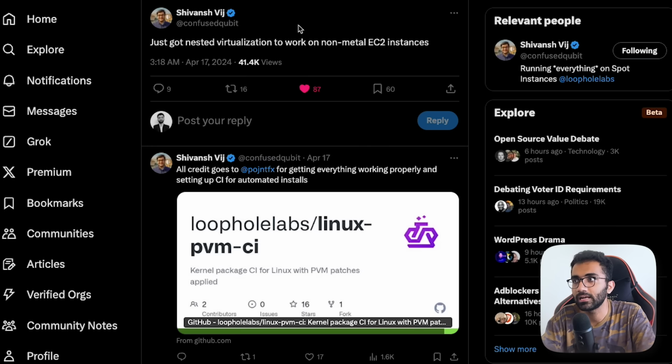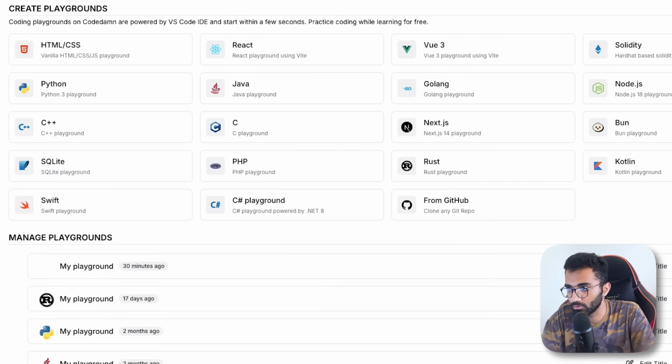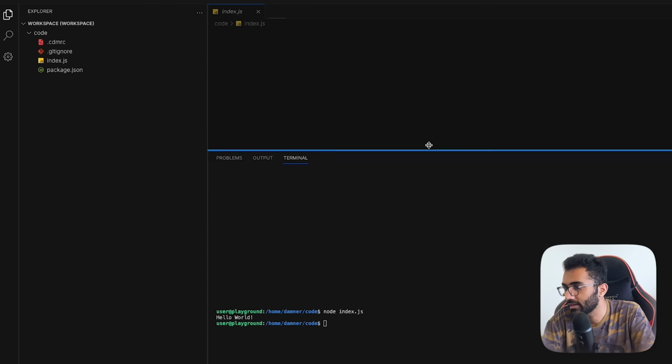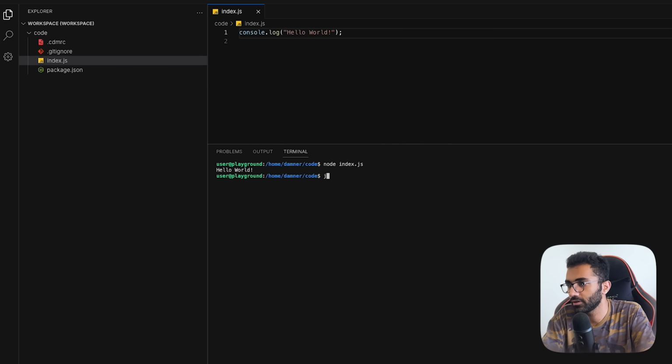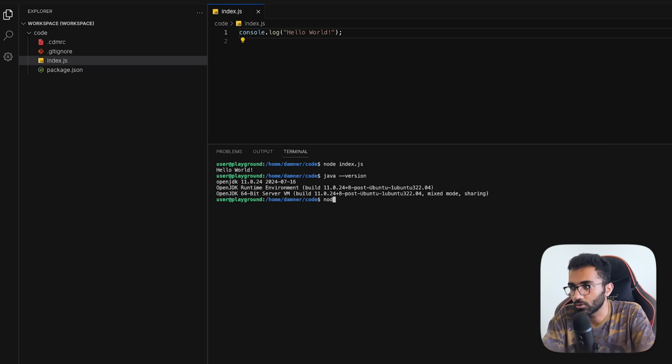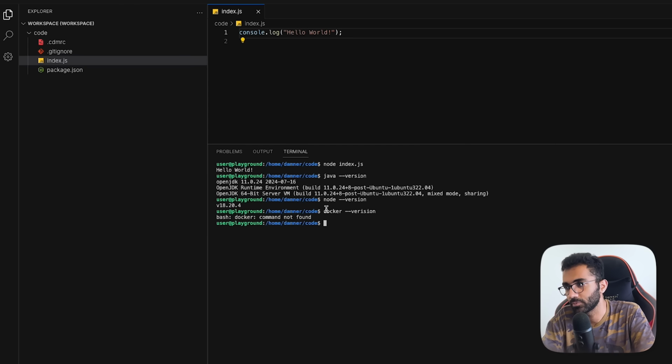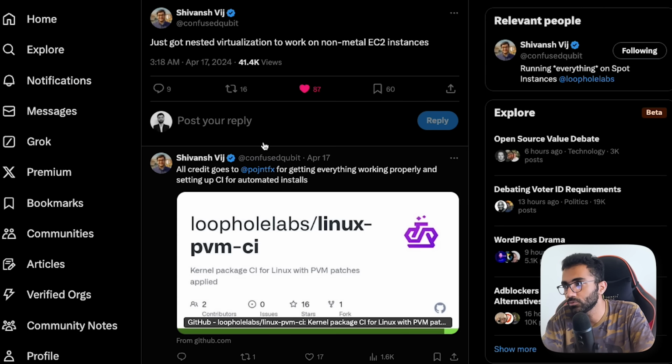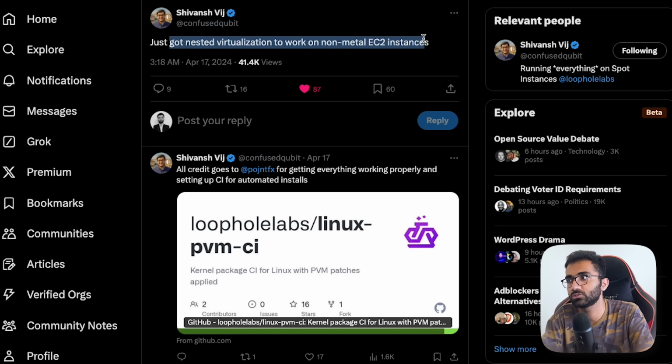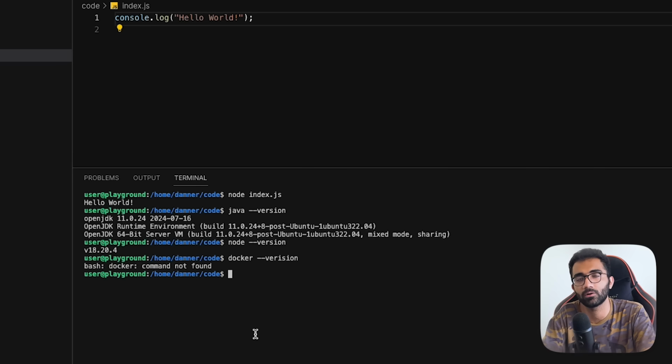So what that means is that if you go on CodeDAM right now, or even on Fermion, for example, on CodeDAM, if you go ahead and open this playground right now, you can run Node.js, you can run Java, you can run all of these softwares. If I try to look at the Java version over here, I'm able to run that, I'm able to run Node, I'm able to run Python, all of that, but I cannot run Docker. One of the reasons for this is, of course, that this is a containerized environment itself running inside Docker, but even if we remove that limitation, this still would not be possible to run on EC2, because EC2 doesn't support nested virtualization on non-metal machines. And we are running on a non-metal machine right now.